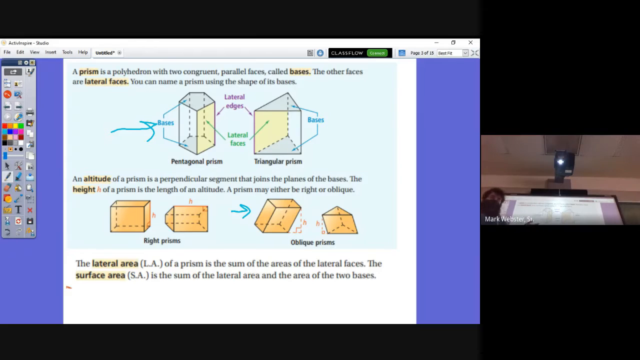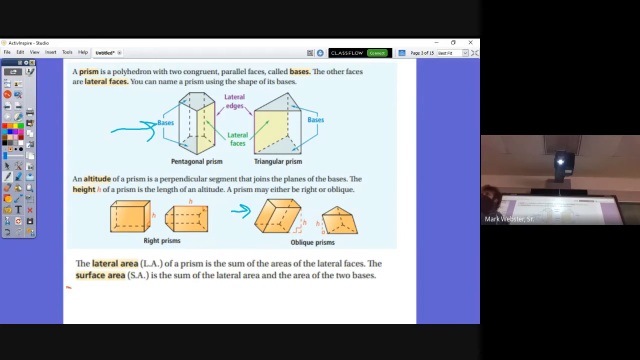The lateral area is just the surface area along the tube of the prism, right? It's basically, hey, if you don't count the bases, what's the surface area? Think about, instead of a normal cylinder, a paper towel roll. You know how paper towel rolls don't have the end caps on them? And then you're asking yourself, okay, what's the surface area of that thing?